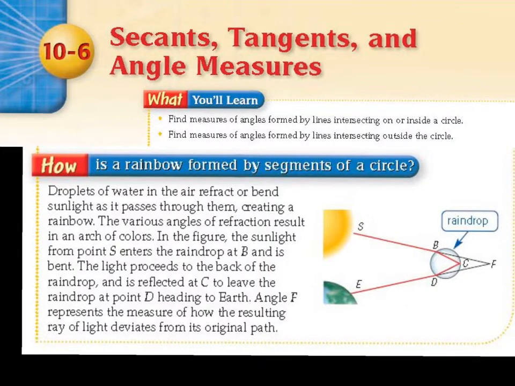How is a rainbow formed by segments of a circle? Droplets of water in the air refract, or bend, sunlight as it passes through them, creating a rainbow. The various angles of refraction result in an arch of colors. In the figure, sunlight from point S enters the raindrop at B and is bent. The light proceeds to the back of the raindrop and is reflected at C to leave the raindrop at point D, heading back to Earth. The angle F represents the measure of how the resulting ray of light deviates from its original path.